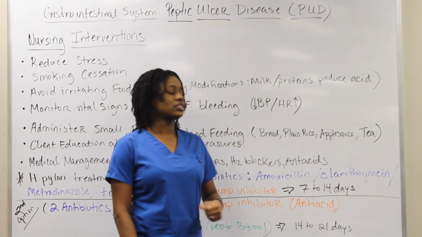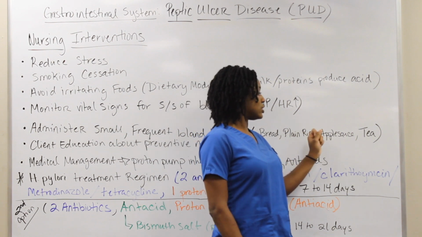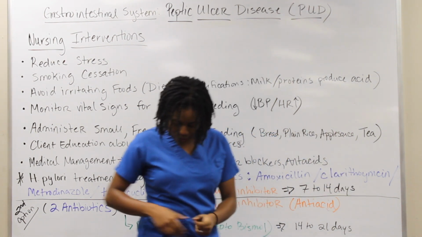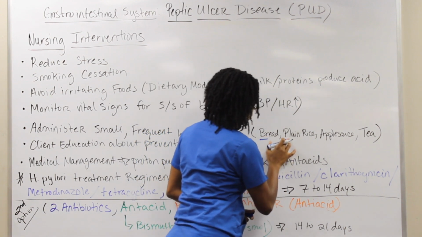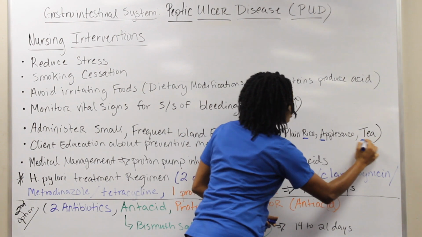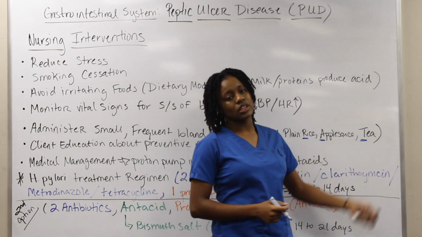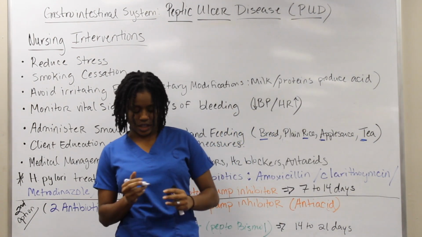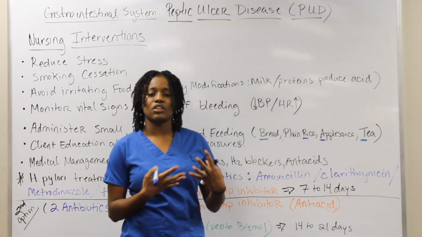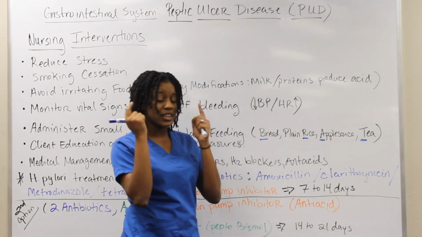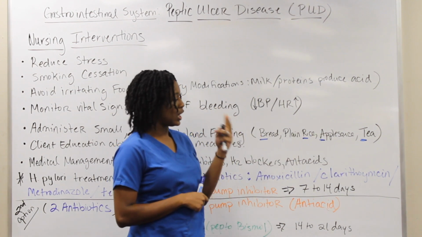So a bland diet, some things that you may see on a bland diet are bread, plain rice, applesauce, and tea. And with that, it's a diet called the BRAT diet, all right? B-R-A-T: bread, rice, applesauce, and tea, okay? That is your bland diet, all right? So if you ever forget what are certain things that are going to be on a bland diet, you think of a BRAT diet, okay? And with that, you are going to have bread, rice, apple, tea.